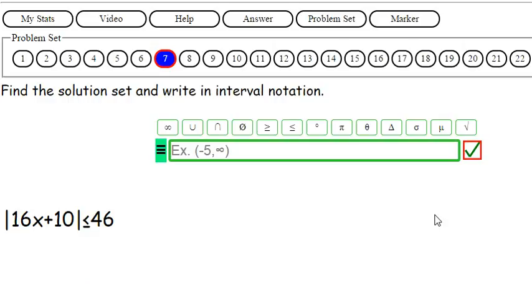We've got the absolute value of 16x plus 10 is less than or equal to 46. All right. Okay, the absolute value of 16x plus 10 is less than or equal to 46. So the first thing we'll do is go ahead and drop the absolute value bars.